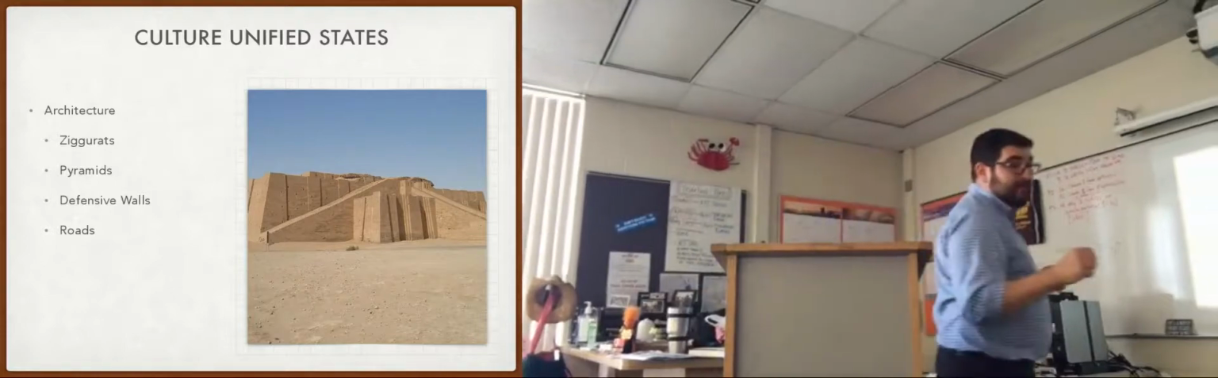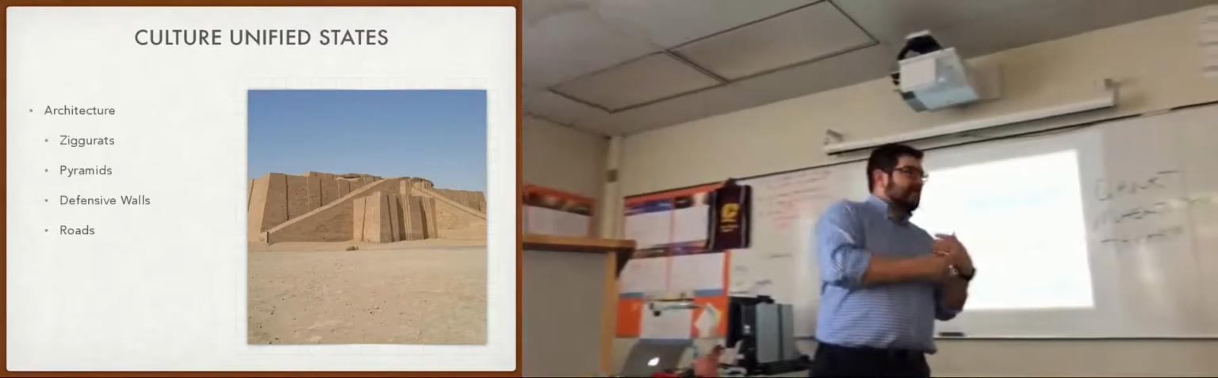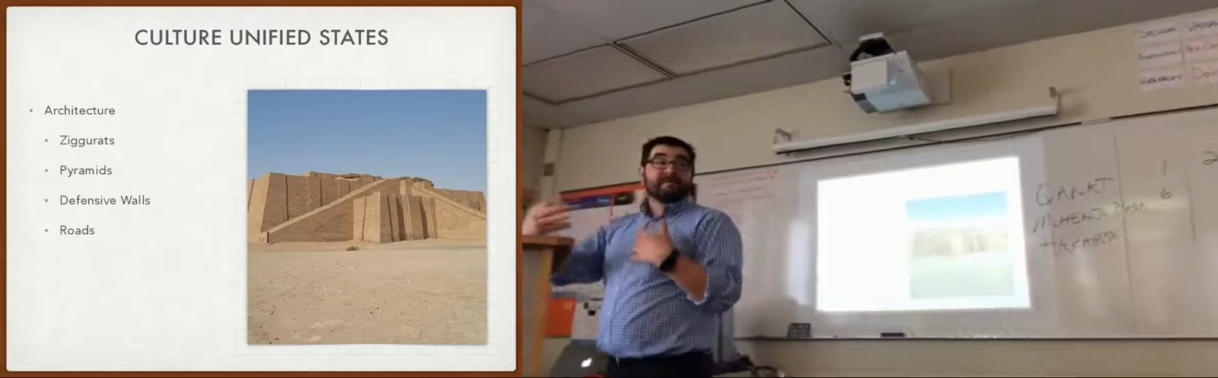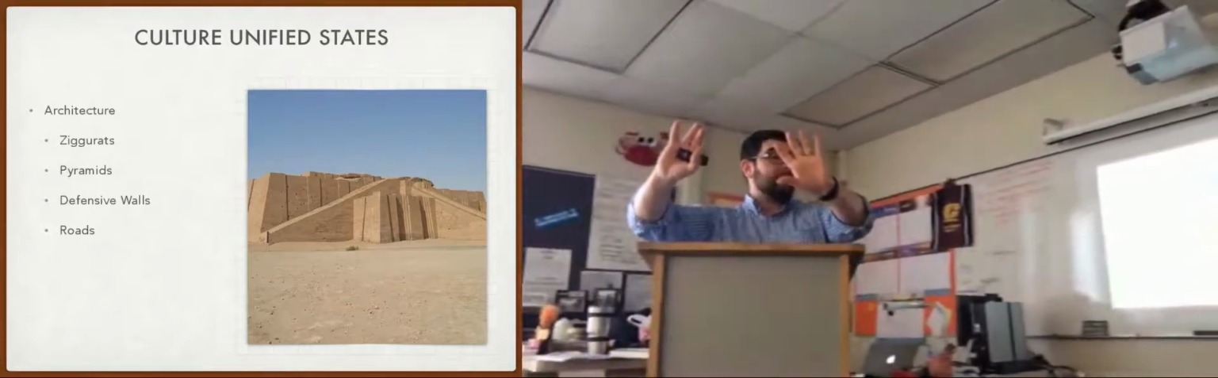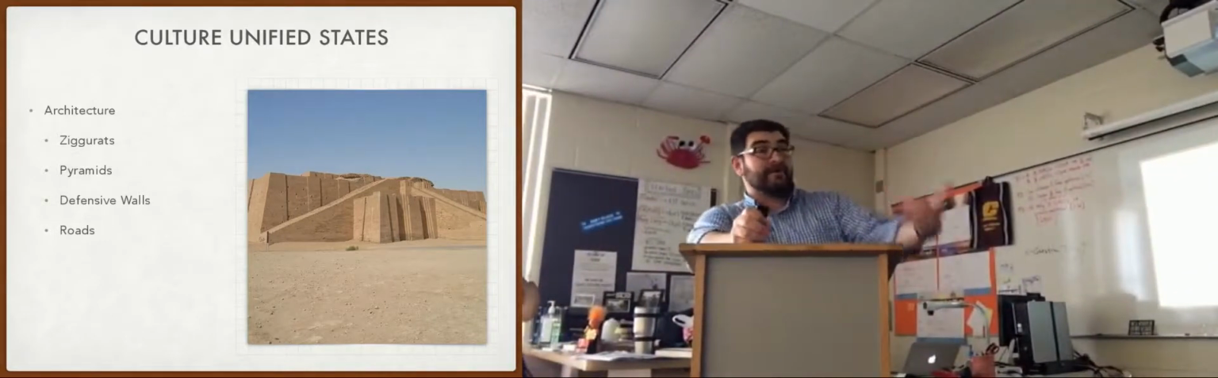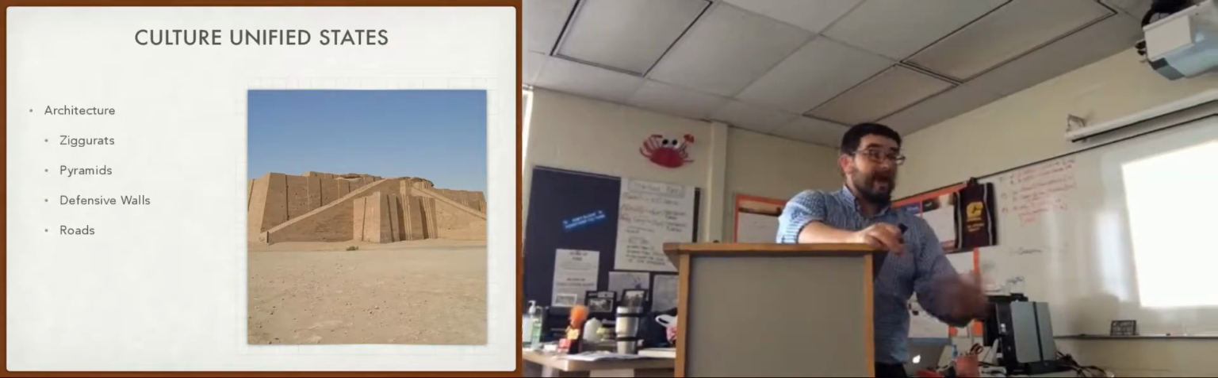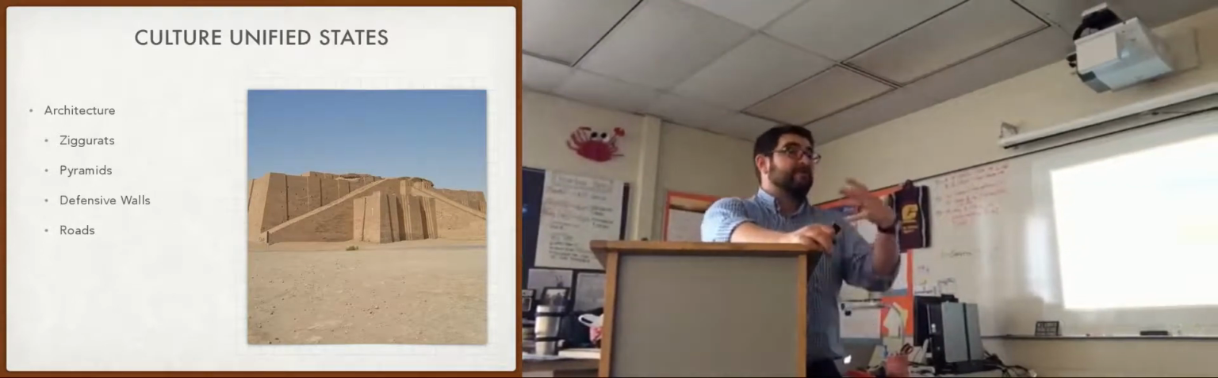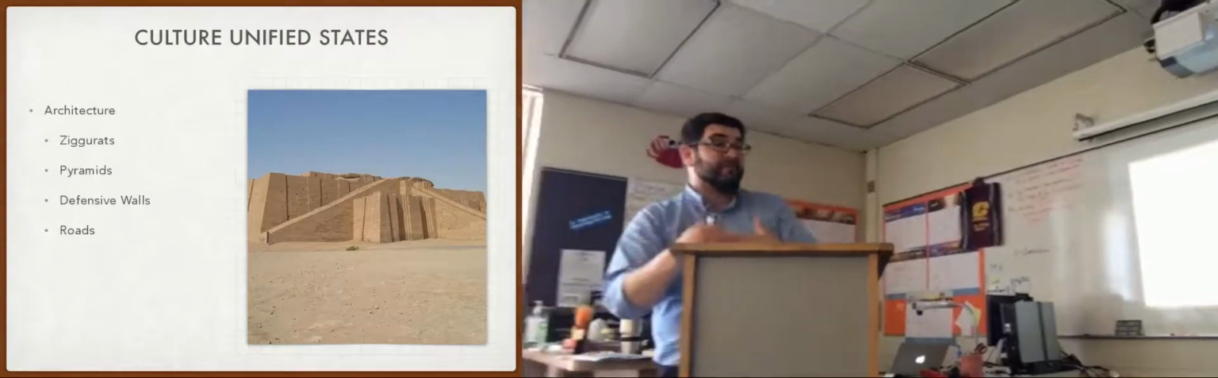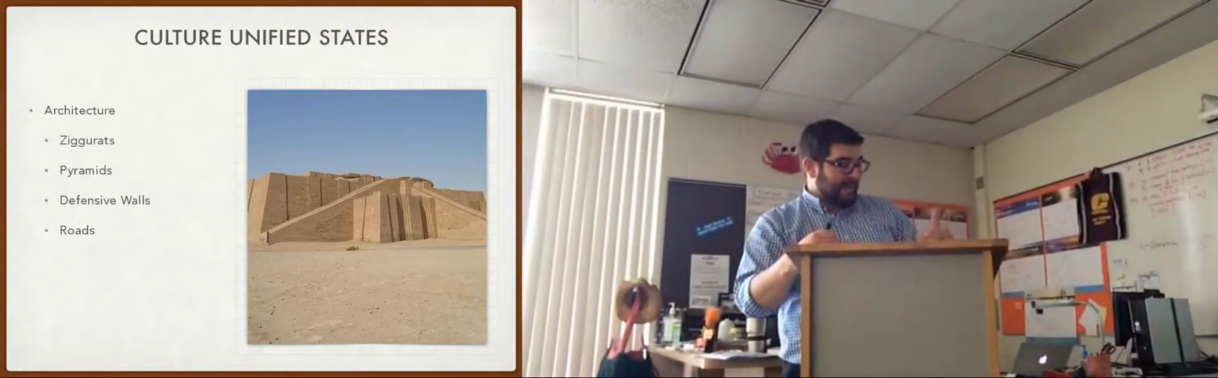Other architectural pieces that are built by early civilizations and later civilizations: defensive walls, to keep outsiders out, and eventually in the classical period we'll talk about the Great Wall of China. Roads, everybody's building roads. Roads are something that societies build to facilitate trade. So that's going to happen as well.